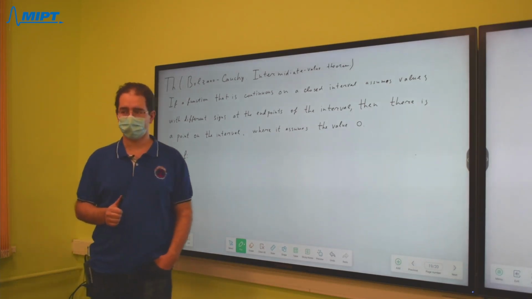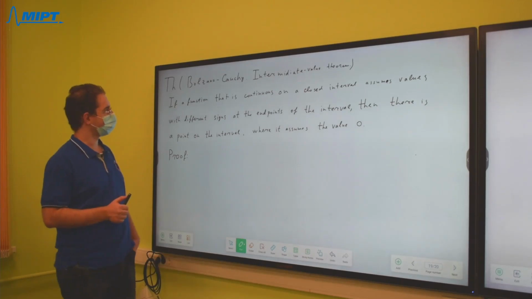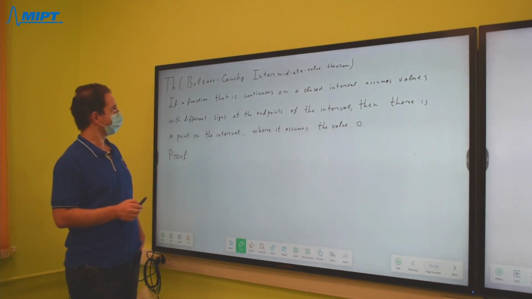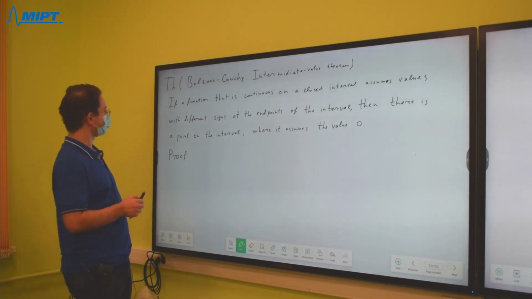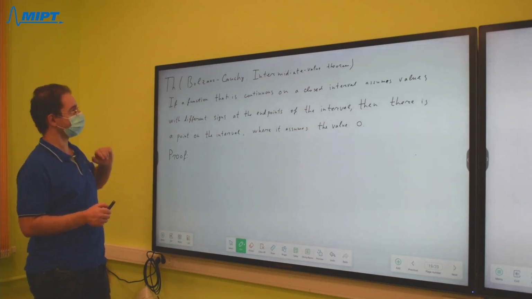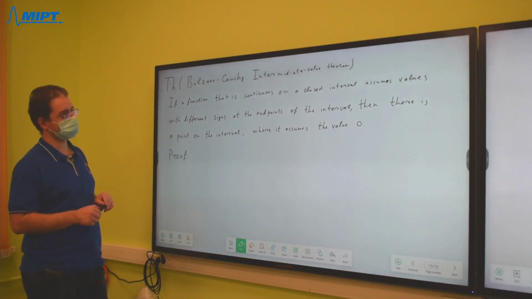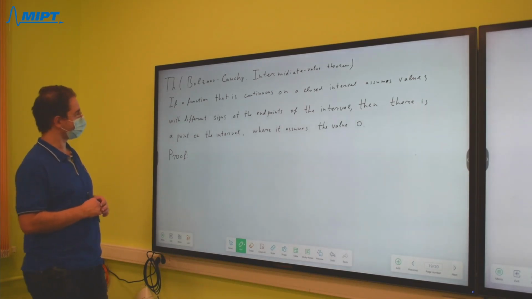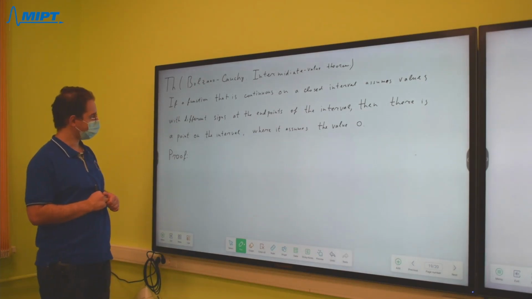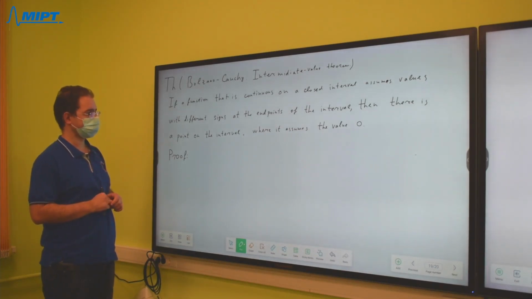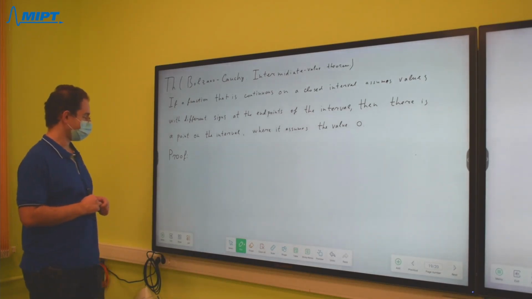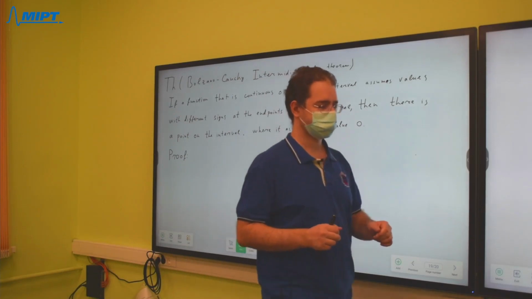So, last time we formulated this theorem, the intermediate-value theorem, but we didn't prove it. So, I repeat. Theorem: if a function that is continuous on a closed interval assumes values with different signs at the endpoints of this interval, then there is a point on the interval where it assumes the value 0. Okay, let's look at the proof.